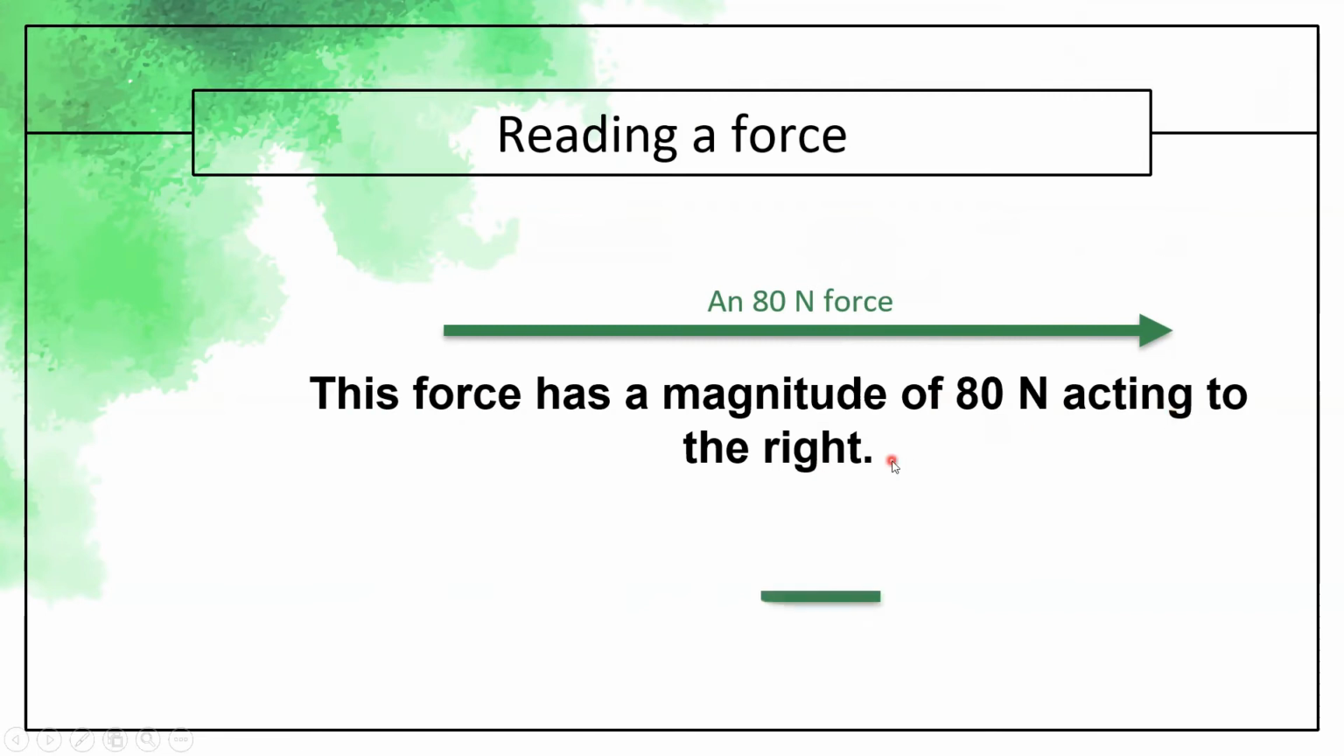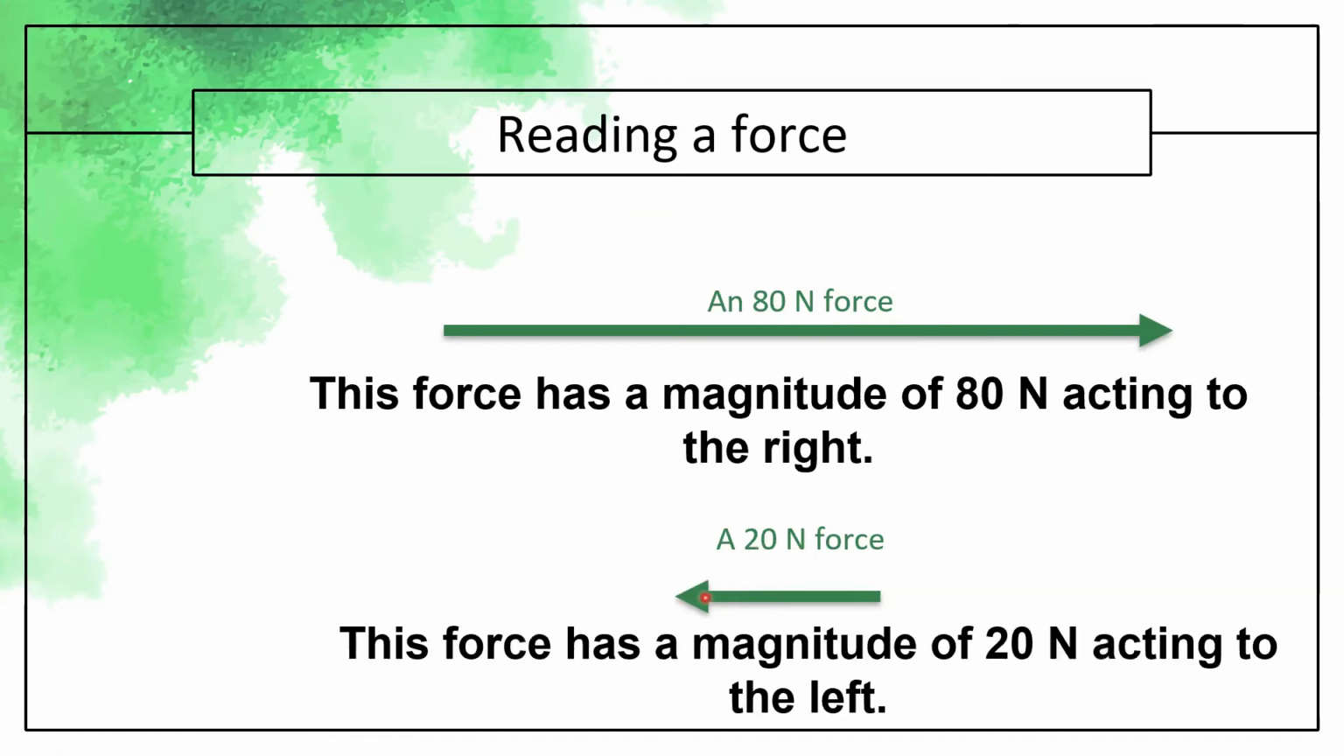Let's have another example. This is a small arrow. Suppose this is a 20 Newton force. So the magnitude is 20 Newton and the direction is to the left because the arrow's head is pointing to the left. So let's say this force has a magnitude of 20 Newton acting to the left.